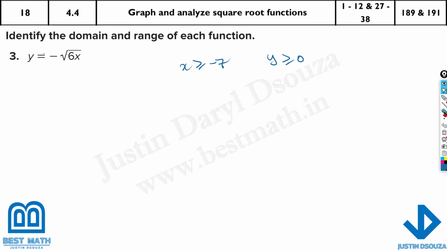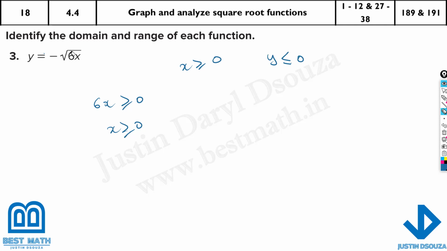What about this one? Here now, 6x. I'll come to that in a minute. Now here what happens? This changes. Why? Because, as I told you at the beginning, if it is minus, it becomes less than or equal to 0. Range is done. What about the domain? 6x must be greater than or equal to 0. Divide both the sides by 6. x is greater than or equal to 0. So literally all the values more than or equal to 0 are considered.